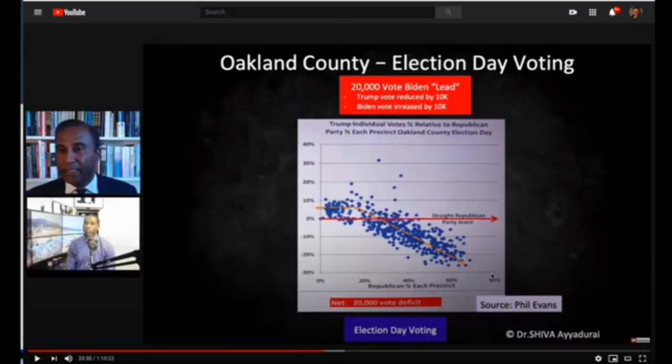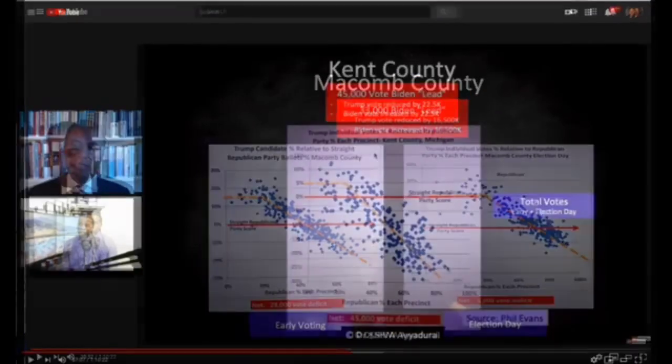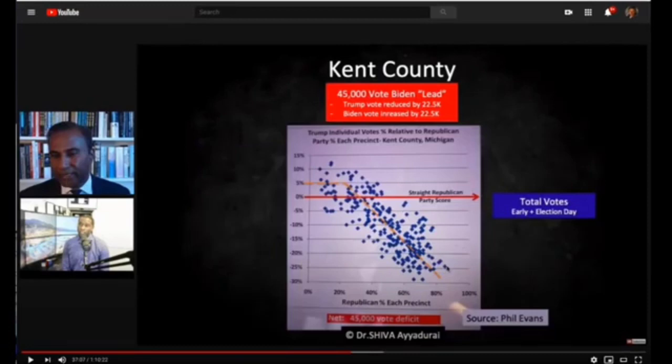And the more Republicans are voting, let me rephrase that, the more Republican each precinct goes, the more votes are being taken away. So this is where it gets really cool. So there's Oakland County, Macomb County, and Kent County. Same slope, same thing, kicking in at the same place.